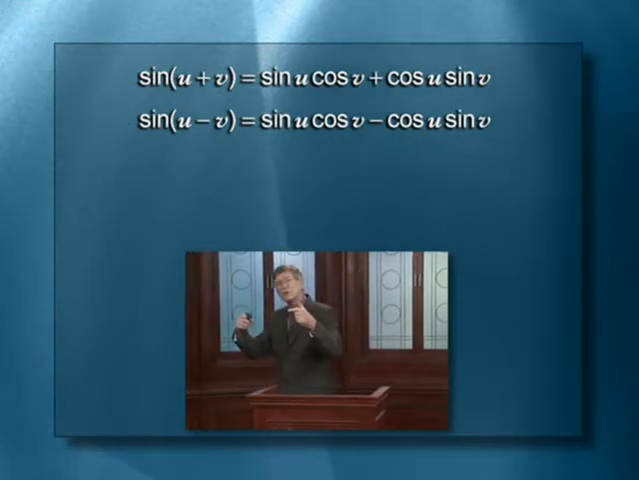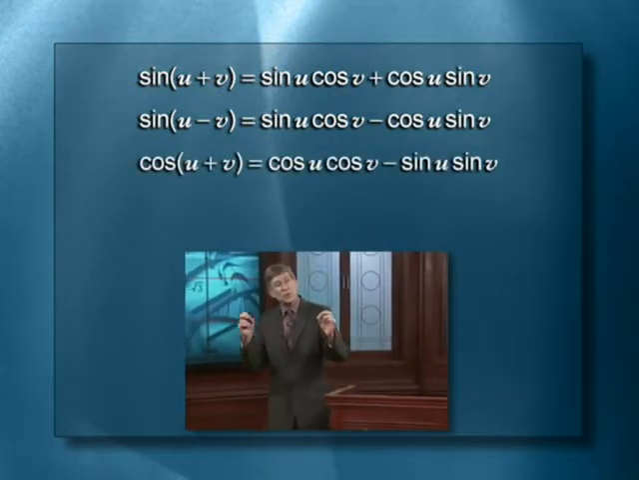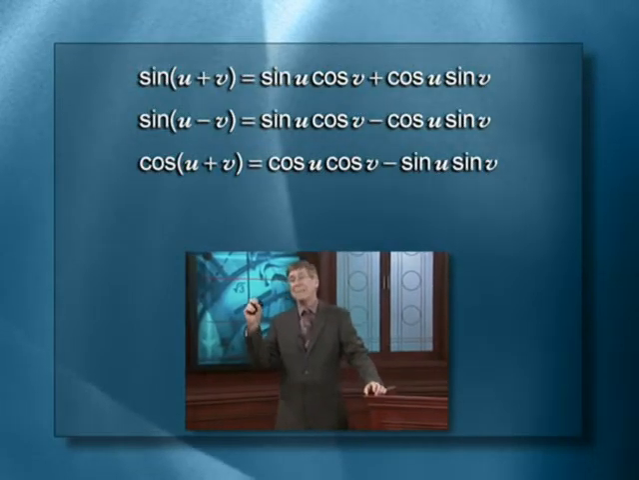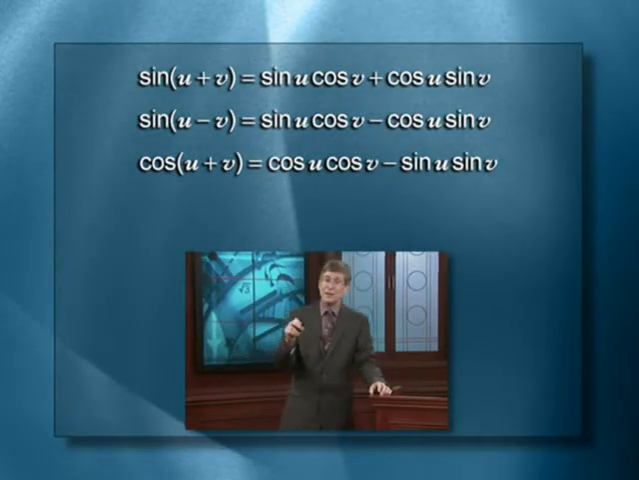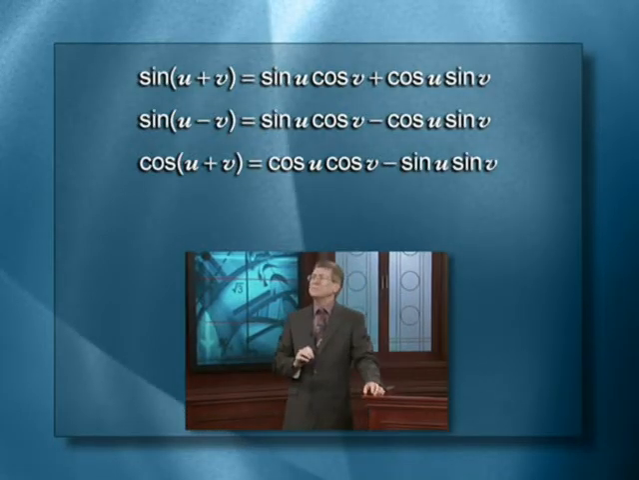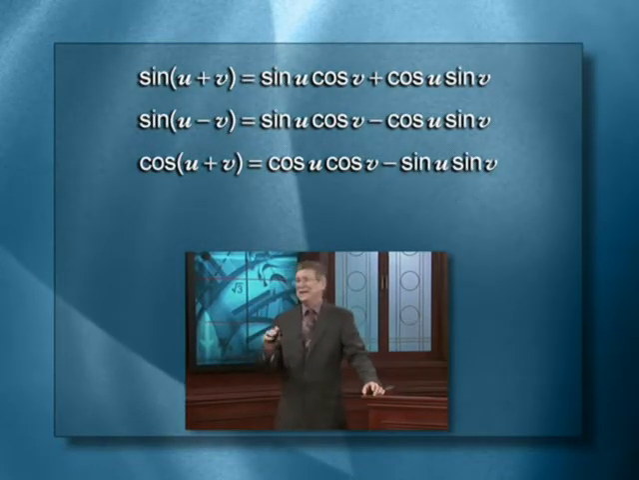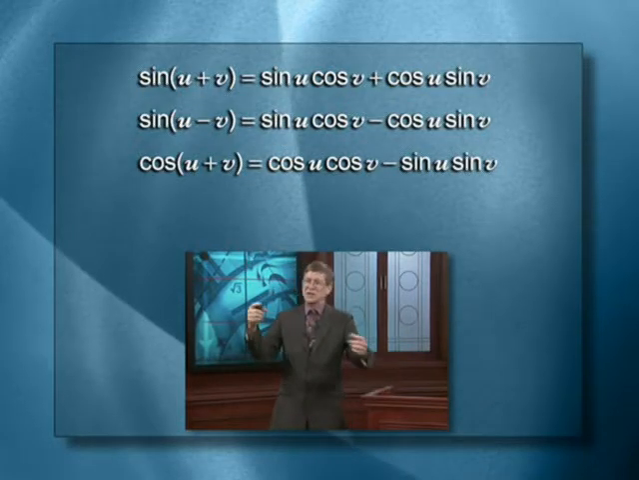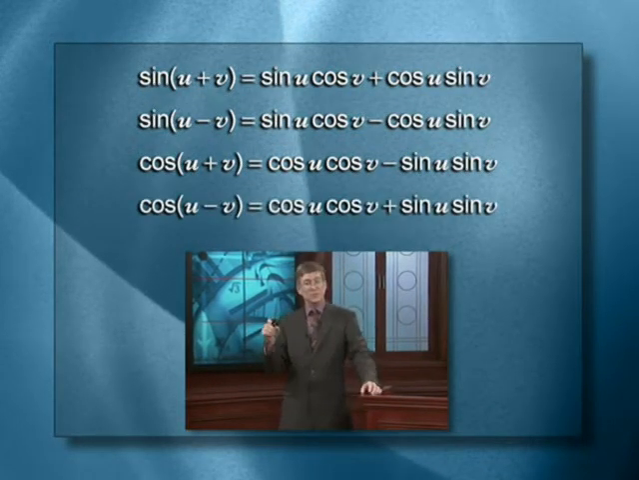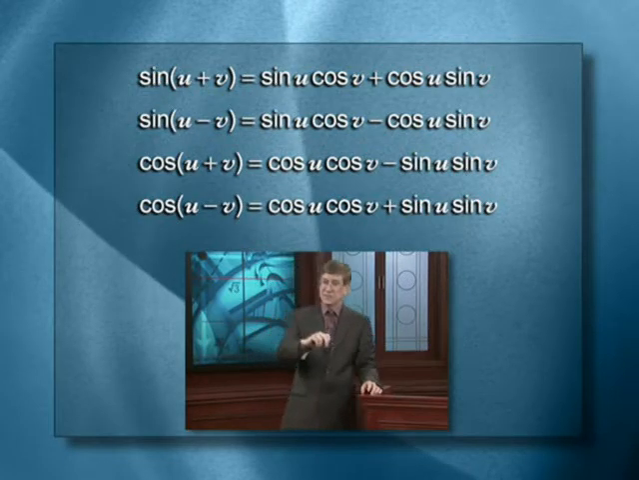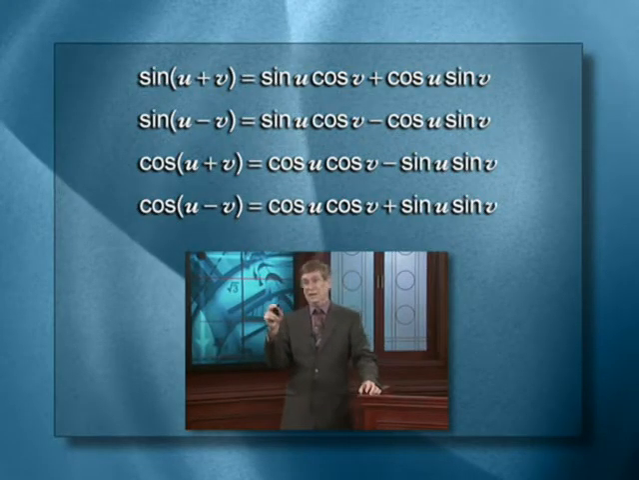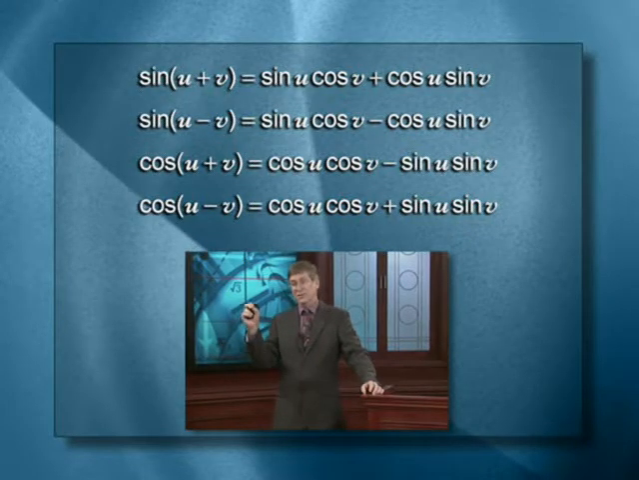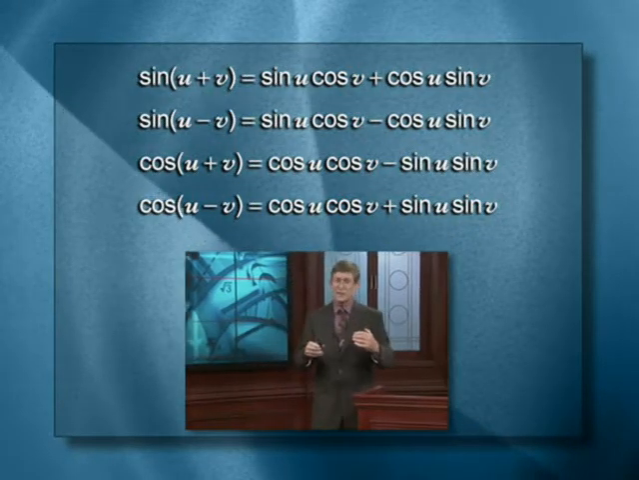And then there are similar formulas for cosine. Cosine of a sum is cosine u cosine v minus sine u sine v. Unfortunate, I'm sorry. The cosine of a sum involves a minus sign, and conversely, the cosine of a difference, cosine of u minus v, involves a plus sign. It's cosine u cosine v plus sine u sine v. So those are the formulas.